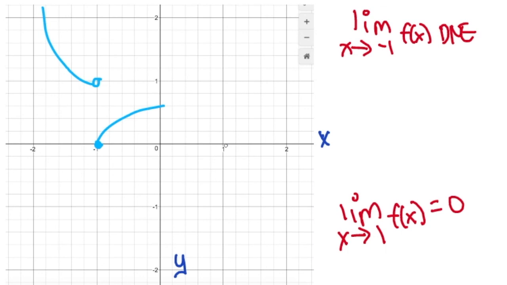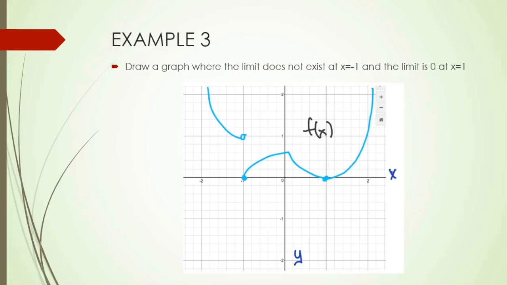And at x equals 1, the graph must approach 0 from both the left and right side. So the graph might look something like this. This is just an example graph.